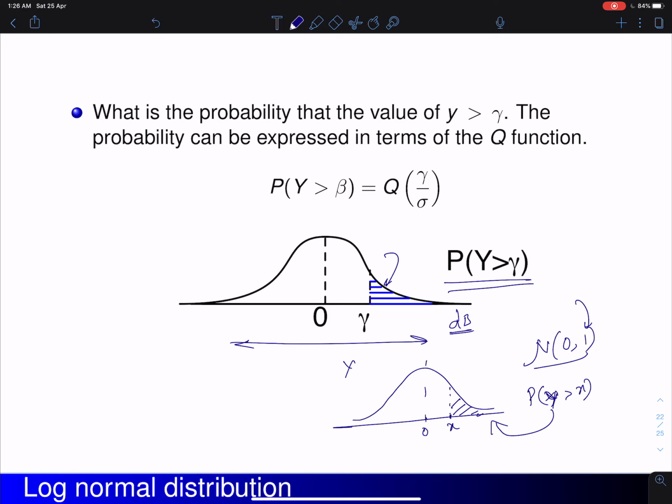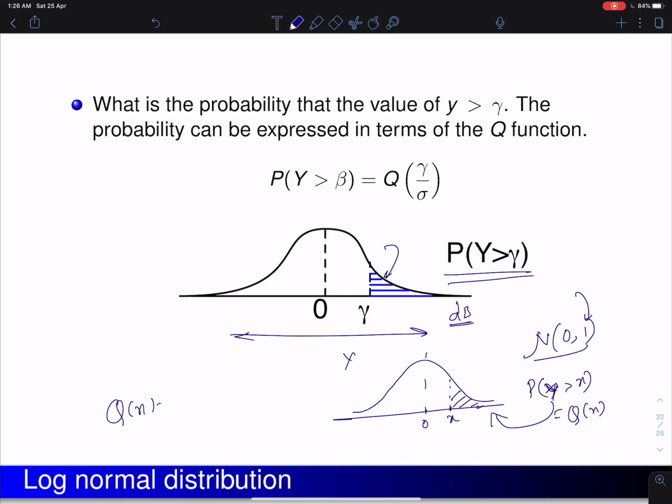Okay, so this is nothing but equal to Q of x. If you see the definition of Q of x, it goes as 1 by root of 2 pi sigma square integral x to infinity e power minus x square by 2 sigma square dx. Now, here it is x square by 2, there is no sigma, since sigma is 1, so it will be simply 2 pi.